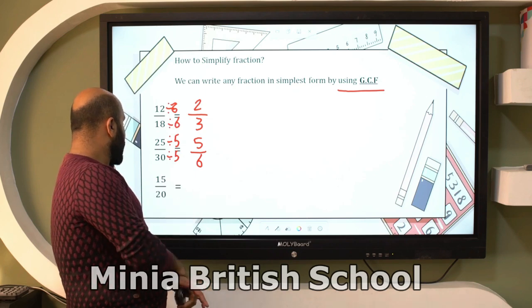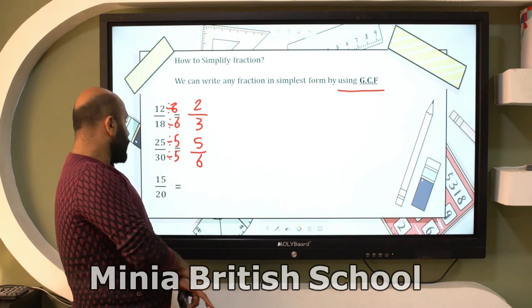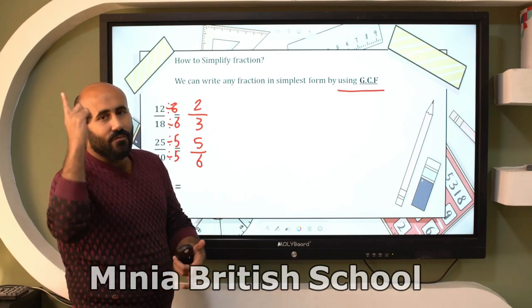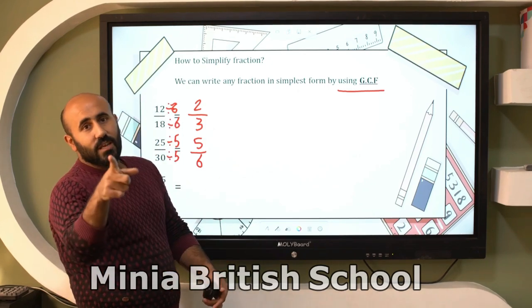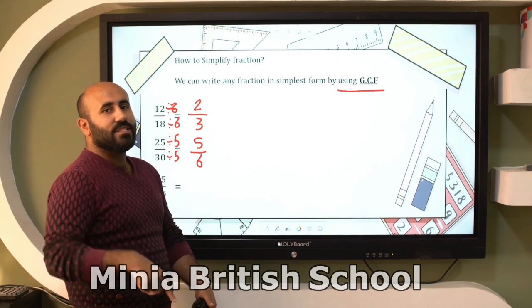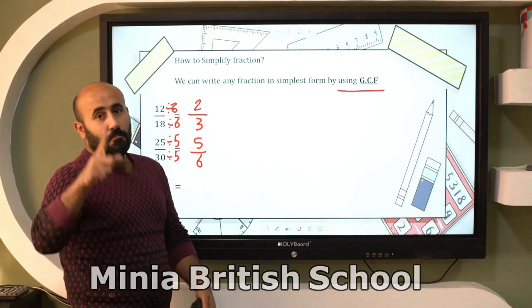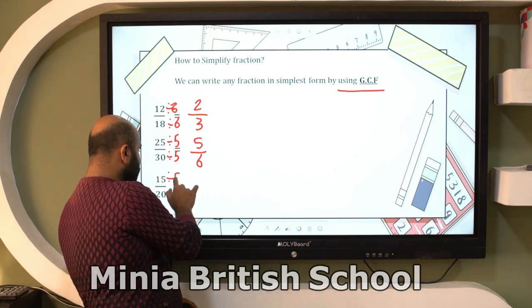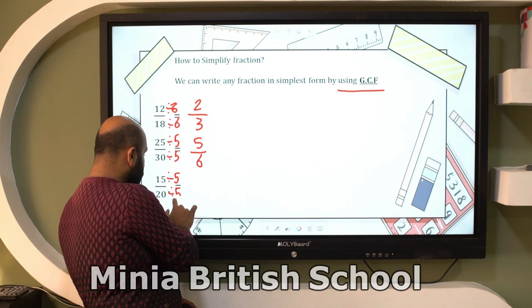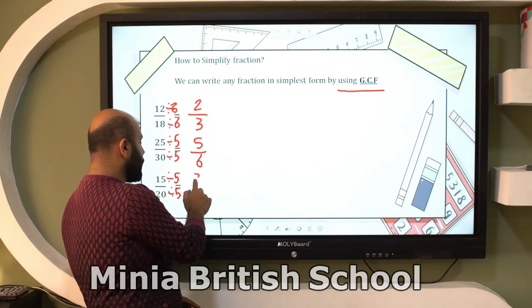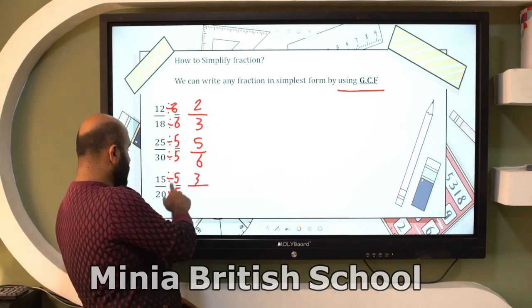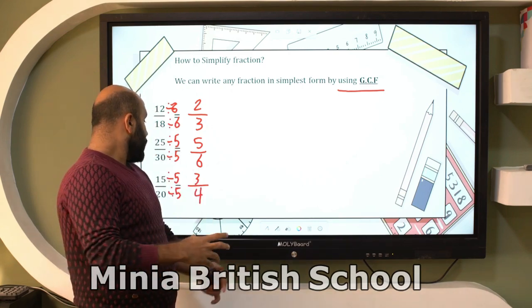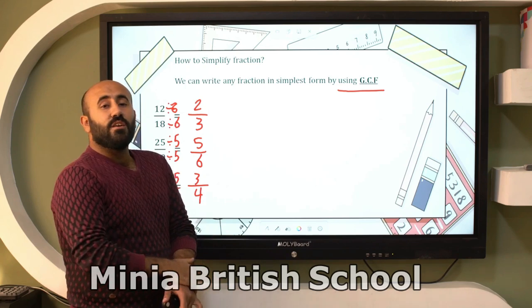What about the last one? 15 over 20. Simply use the GCF to simplify it. Find the GCF right. The GCF, as you all think, that's right, equals 5. So divide both the numerator and denominator by 5. 15 divided by 5 equals 3, over 20 divided by 5 equals 4. So 15 over 20, at the end, is 3/4.